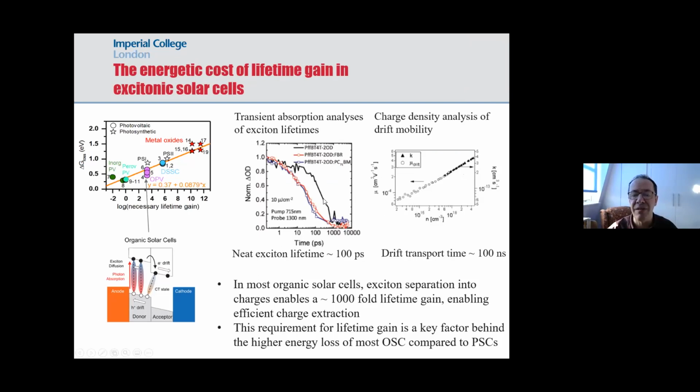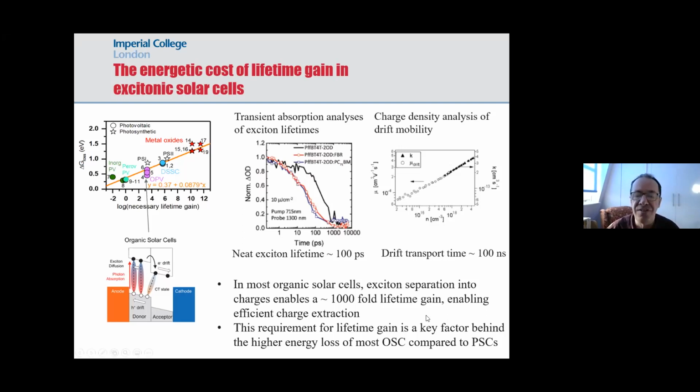This is the decay dynamics of an exciton in a typical donor material in an organic solar cell. It has a lifetime of maybe 100 picoseconds. This is a measurement of mobility in a typical organic solar cell, which if you translate that into transport time, gives you a transport time of the order of 100 nanoseconds. So organic solar cells have a lifetime gain challenge of around about 1,000. And of course, this lifetime gain challenge is one of the reasons why organic solar cells have a lower efficiency so far than perovskite solar cells.